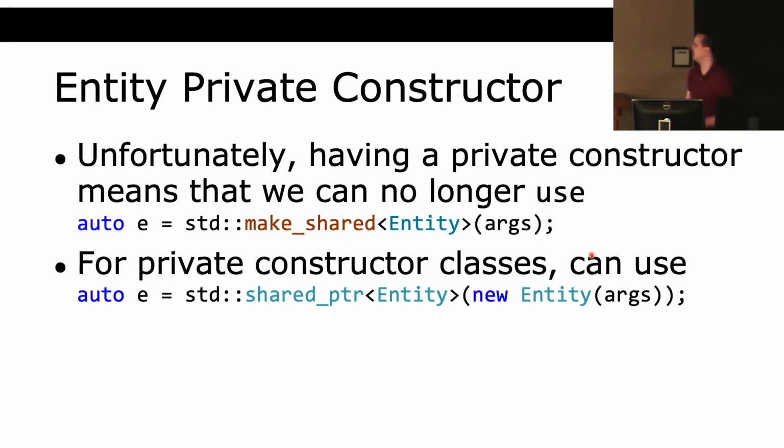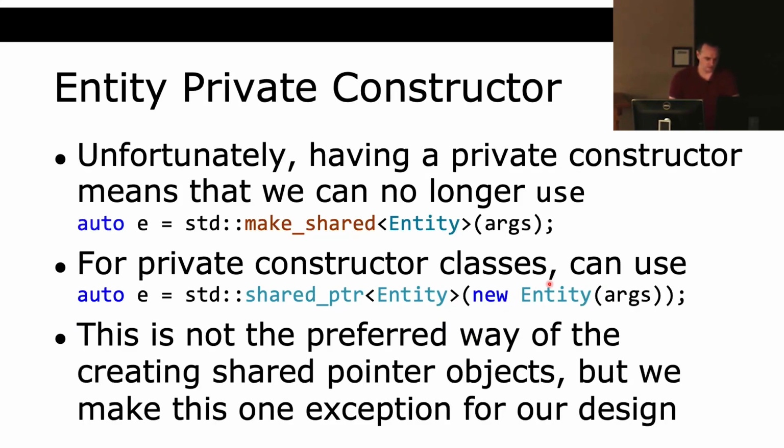So there's a slightly different syntax we can use for private constructor classes that we want to have shared pointers. Instead of using this preferred make shared function, we can just use the old school way of declaring a new standard shared pointer to an entity, and then inside its constructor, we use new to create an entity and then pass it on to the heap. Why? Because this can actually create them. So this is the way that we will create a shared pointer only in the case of entity, which has a private constructor. So that's just a small caveat that we have to make there. And that's not the preferred way of creating shared pointer objects, but we're just making that one exception for our design.